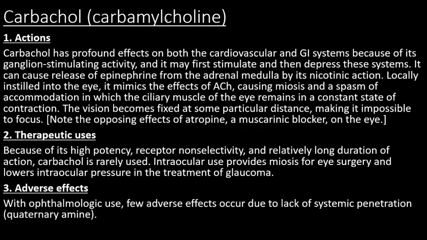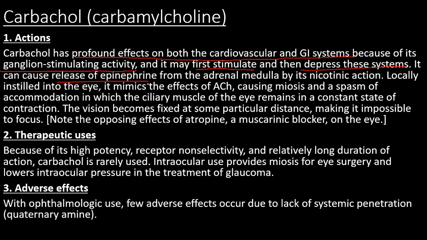Now, carbachol, alongside bethanechol, is the other ester of carbamic acid, and it has profound effects on both the cardiovascular and the GI system because it has ganglion stimulating activity. It acts on both muscarinic and nicotinic receptors. So at first it may stimulate and then depress these systems. Now, acting on the nicotinic receptors found in the adrenal medulla, it will cause release of epinephrine.